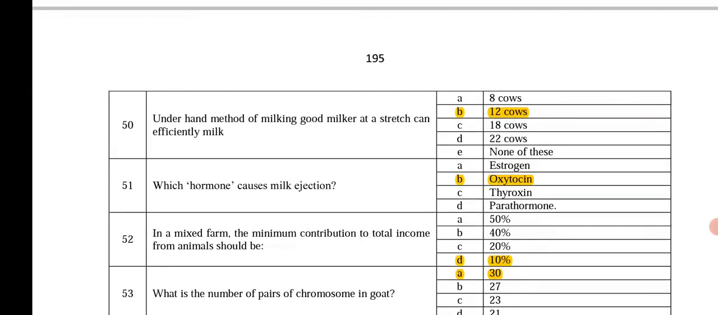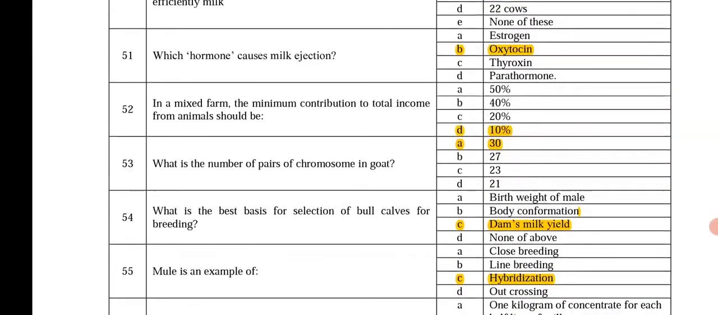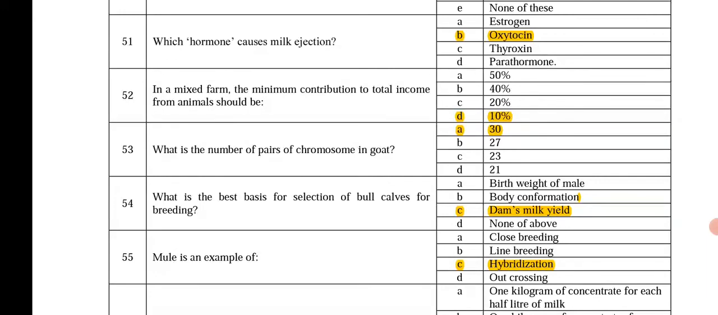Underhand method of milking. A good milker at a stretch can efficiently milk 12 cows. Which hormone causes milk ejection? Oxytocin. In a mixed farm, the minimum contribution to total income from animals should be 10%. 10% is the minimum contribution to total income from animals.